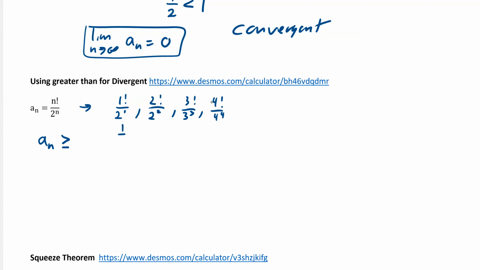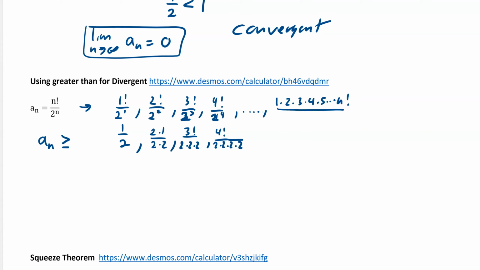So this is really just 1 over 2, and then that would be 2 times 1 over 2 times 2. And so this would be 3 factorial over 2 times 2 times 2, and then 4 factorial over 2 times 2 times 2 times 2. And so you can kind of see what's going on here. And this would continue on until we get all the way to the end of n. And so that would be n factorial, right? Which would be 1 times 2 times 3 times 4 times 5, dot, dot, dot, n over 2 to the n.